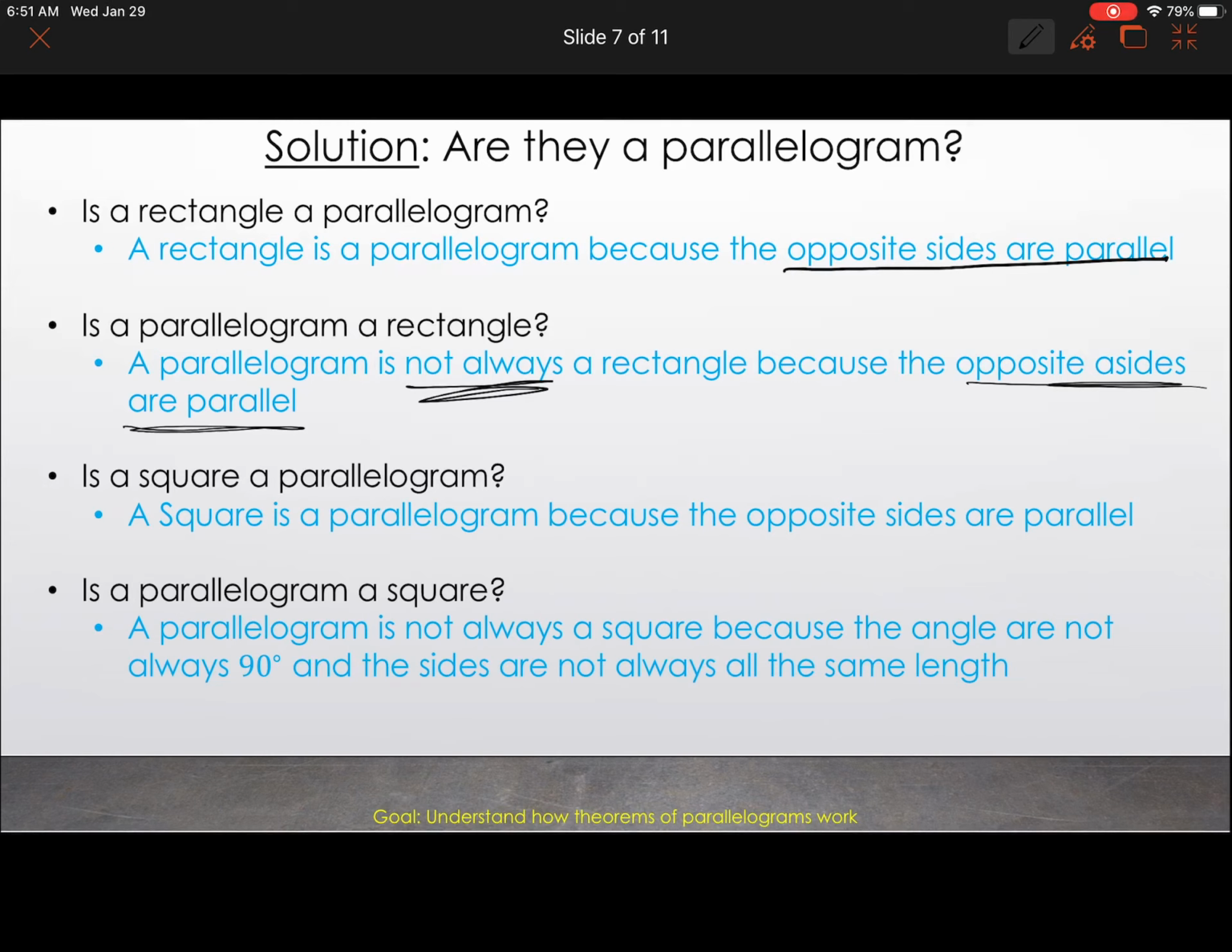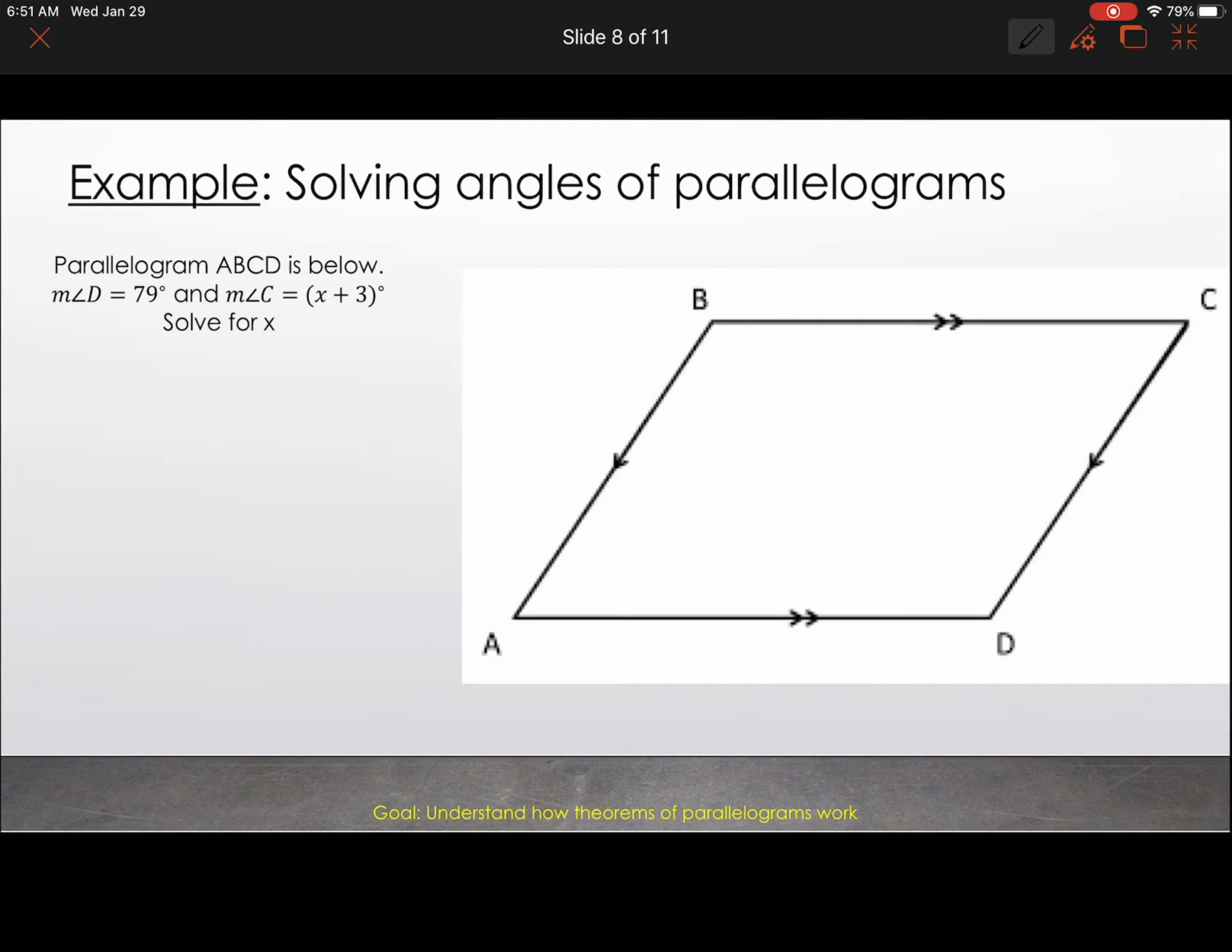Okay, so it doesn't necessarily have to be 90. Is a square a parallelogram? A square is a parallelogram because the opposite sides are parallel and my opposite angles are congruent. And then the same thing for the second question for this fourth one. Is a parallelogram a square? It's not always a square because the angles are not always 90 degrees and the sides are not always the same length. So that kind of bugs that out.